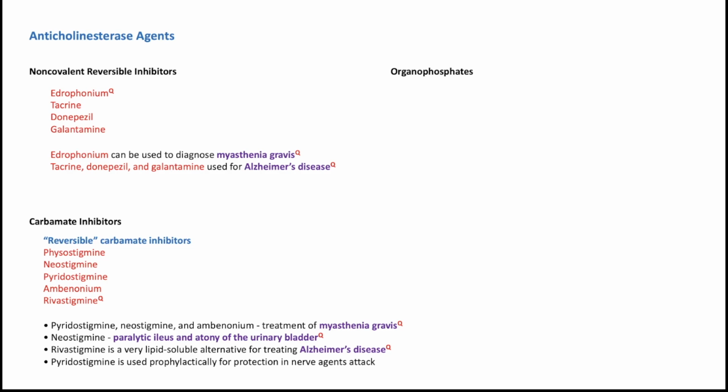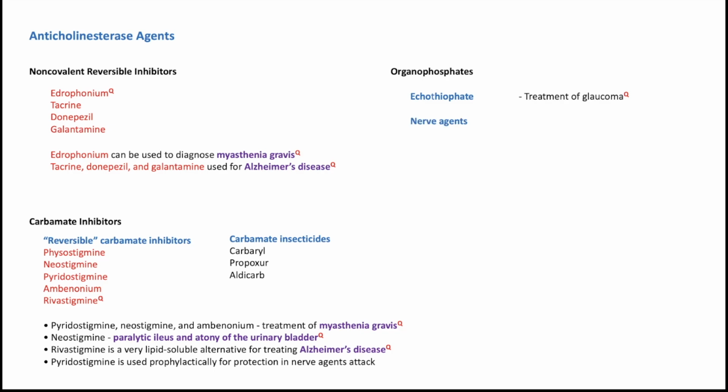Then we have pyridostigmine as a prophylactic use for protection against nerve gas agent attack. Apart from that, we have carbamate insecticides, that is carbaryl, propoxur, aldicarb, etc., which can cause carbamate poisoning, where again the drug of choice will be atropine, but oximes will not be effective in this poisoning.